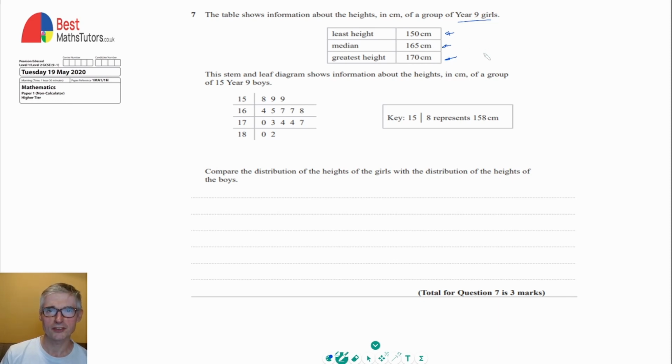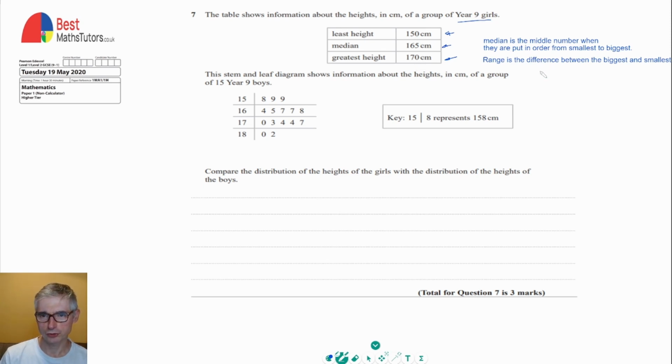So what the median means is it's the middle number, which if we were to put them in order from smallest to biggest, would be the number in the middle. So that's the middle value there, 165 centimetres. And one other piece of information we can get from this is the range, and the range is the difference between the biggest and the smallest. So if the least height is 150 and the greatest height is 170, we can just take one from the other. So we can go 170 minus 150, and that will give us 20. So the range is 20 centimetres.